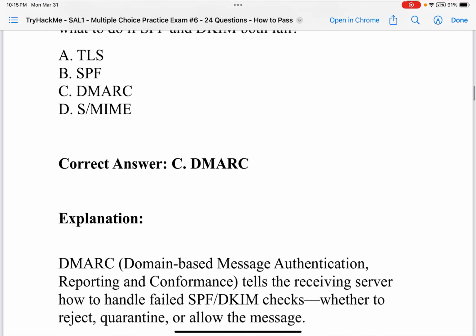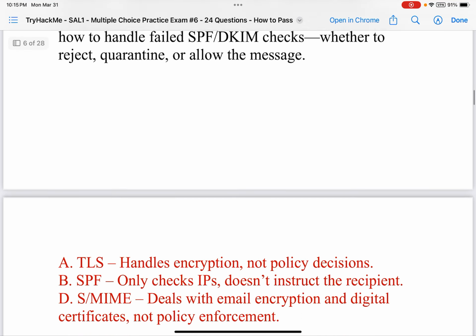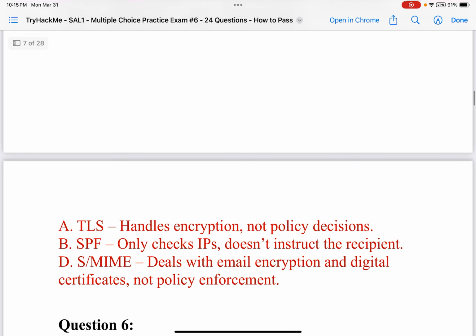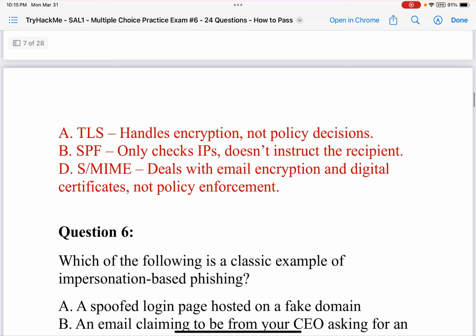Explanation. DMARC, Domain-based Message Authentication, Reporting, and Conformance, tells the receiving server how to handle failed SPF and DKIM checks, whether to reject, quarantine, or allow the message. And there's the red text. You know what to do with that. Pause the video and read why they're incorrect. Let's move on to question number 6.